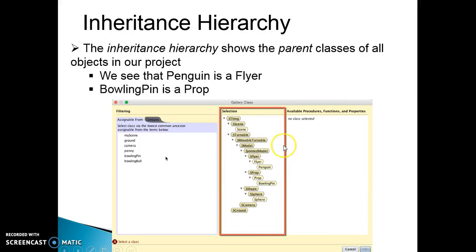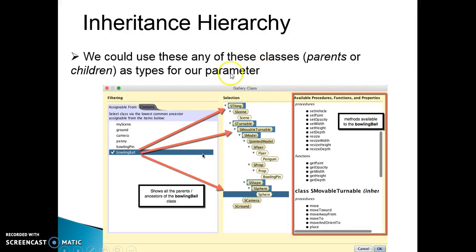Okay, so you go back, you figure out exactly what the deal was. You look at your hierarchy. You know, penguin's a flyer, right? So anything that a flyer can do, a penguin can do. And a bowling pin is a prop, and actually it is a sphere. So we could actually use, because sphere is sort of under S shape, and S shape is under all these different things, you could put anything and that's fine. We're going to just work with sphere. This is a little bit more complicated than you need to worry about right now. I would just, if I were you, go to right above it so we know that it is a sphere.